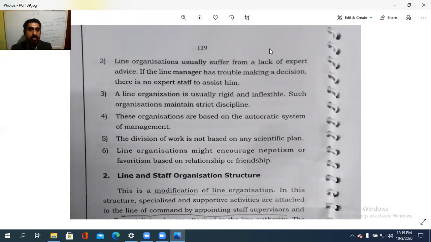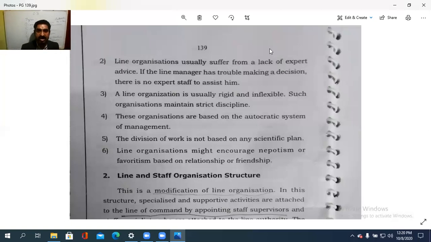busy, because it will be questionable if any problem comes to the top level manager, because authority is to be delegated from the top level to the bottom level. So that is the second point. It usually suffers from a lack of expert advice. If the line manager has trouble making a decision, there is no expert staff to assist him. Then a line organization is usually rigid and inflexible.